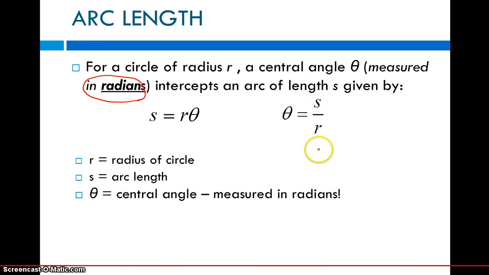Or if we want to solve for theta, theta is equal to s over r. Once again, r is the radius of the circle that's given, s is the arc length, and theta is the central angle. And make sure that it's measured in radians. So if we look at a picture here, we're going to have our central angle theta, our radius r, and then this part right here is going to be the arc length. So it's some part of the circumference of the circle.